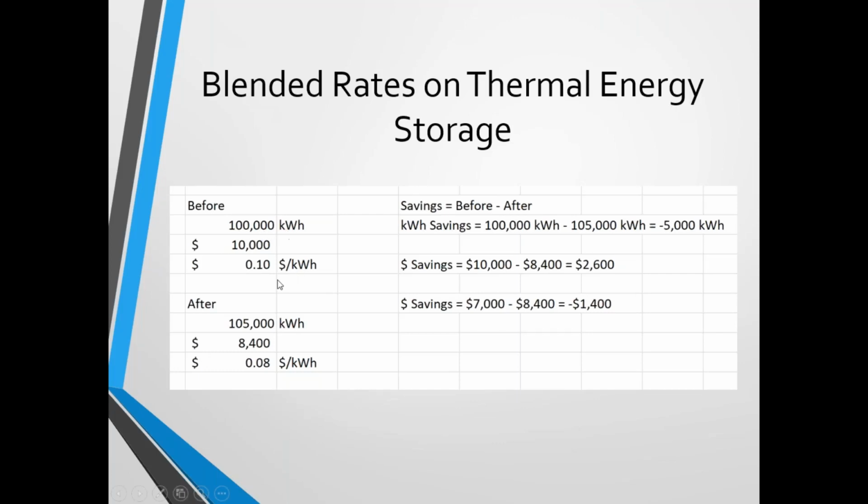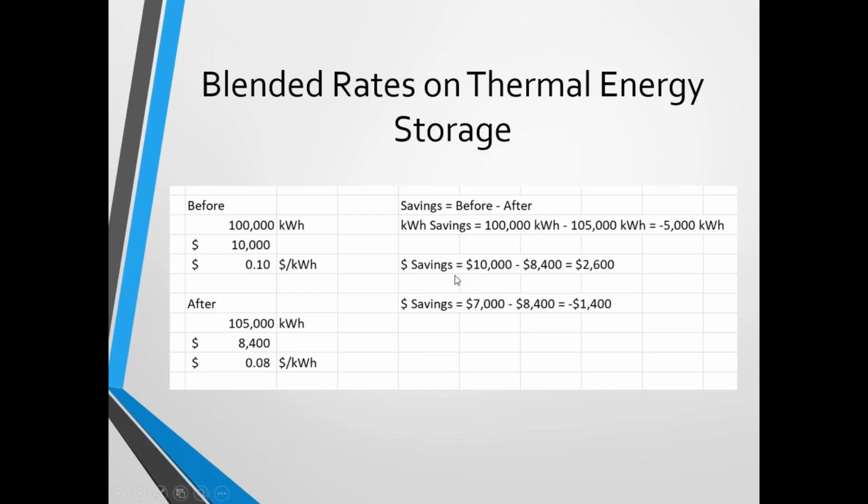So before we were using this, after we're using this, but the bill went down. Before it was $10,000 and after it was $8,400. Well, it went down because now we're not using all peak energy. We don't have that high peak demand anymore, and we're using a lot of off-peak energy. So it's going to be a lower total cost, even though the usage went up.